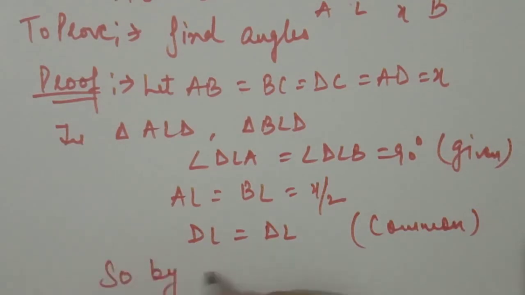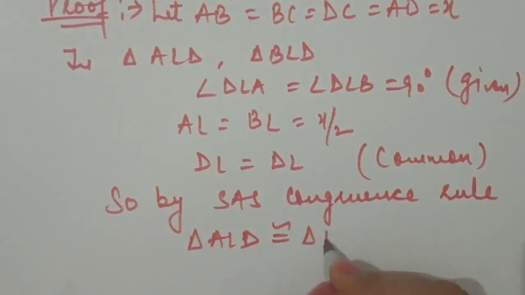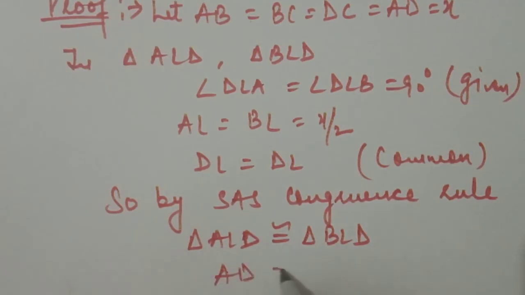So by the SAS congruence rule, triangle ALD is congruent to triangle BLD. If these two triangles are congruent to each other, then definitely the corresponding opposite sides are also equal to each other.